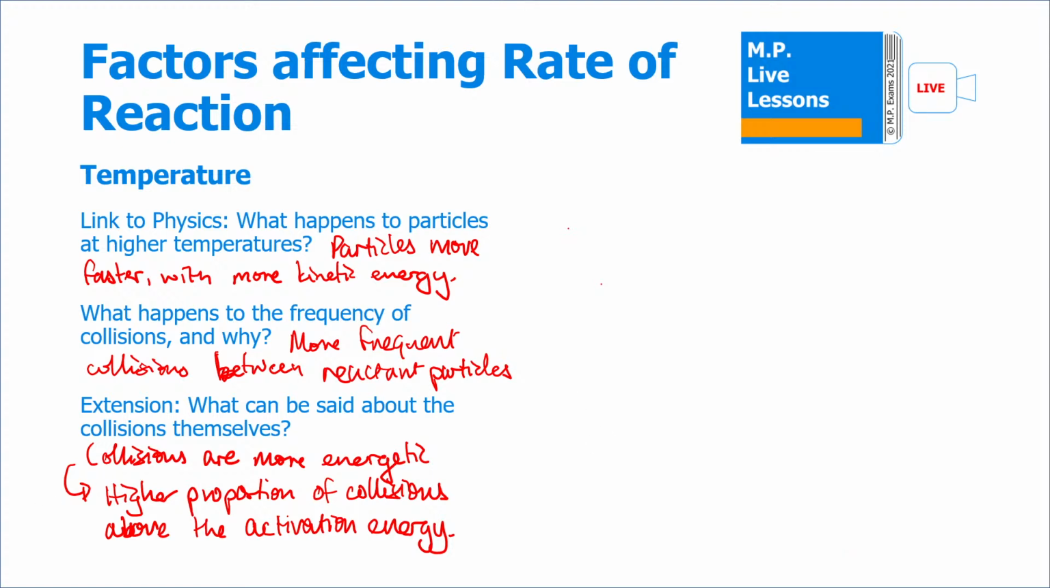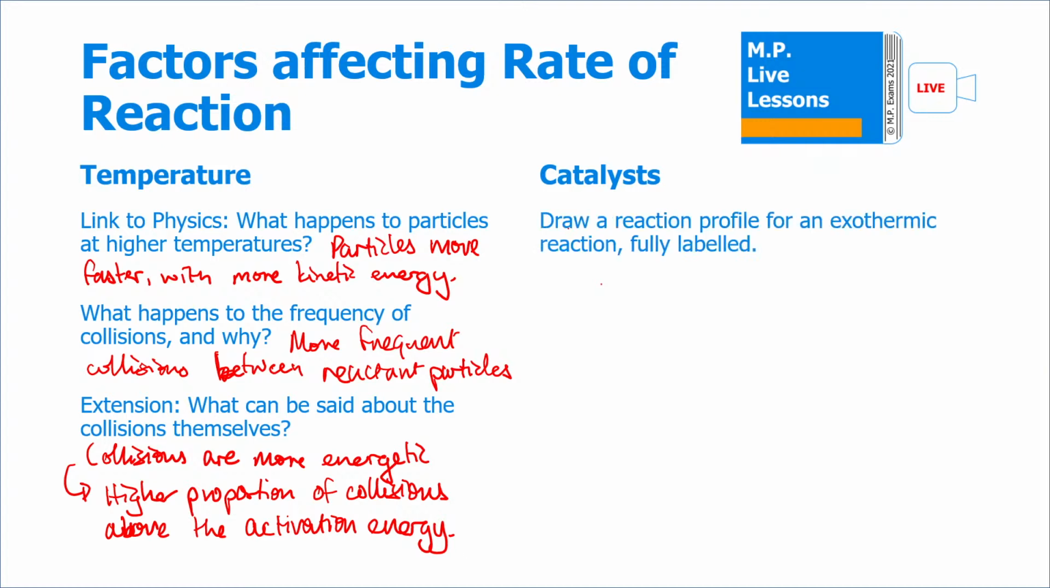And the last factor is a catalyst. Now, this is a link to Unit 5 once again, so we're going to draw a reaction profile for an exothermic reaction. We're going to fully label it. Now we're going to draw our axes again. So we have energy on the left, and we have the progress of reaction on the x-axis.